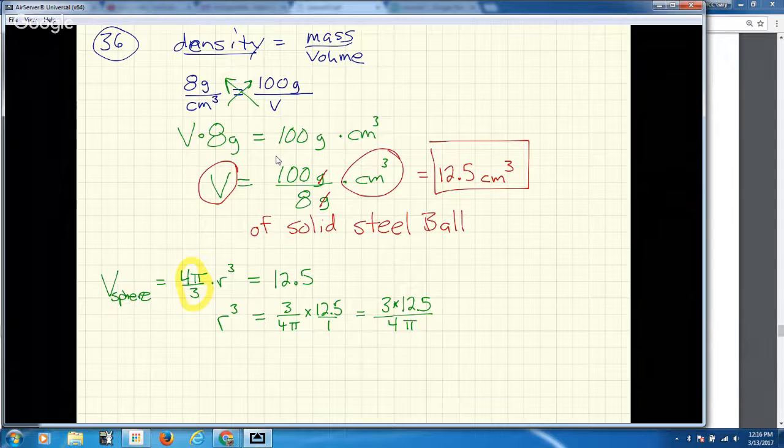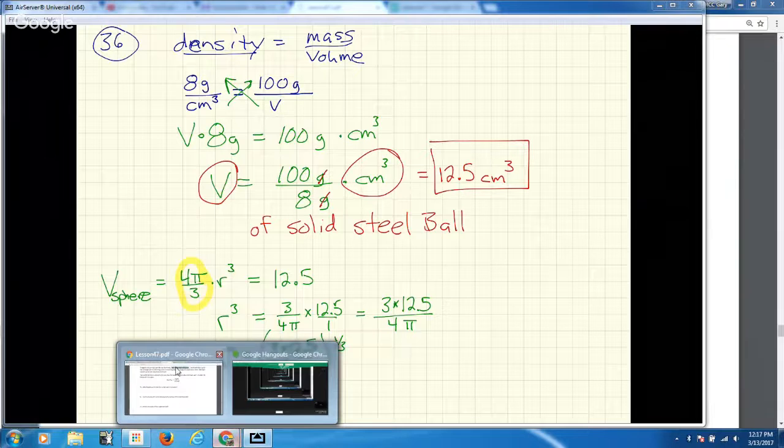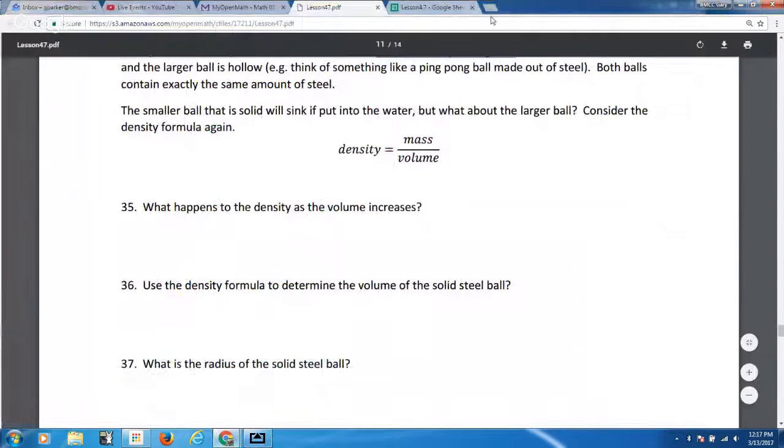And to get the r alone, we learned about a cube root or the 1/3 power. So r on its own is going to be equal to that fraction, 3 times 12.5, divided by 4 pi, which I'm going to wait to plug into my calculator, all raised to the power 1/3, because the power 1/3 undoes the power of 3. So I'm going to enter that into my Google calculator and see what I get. I have to be careful with parentheses.